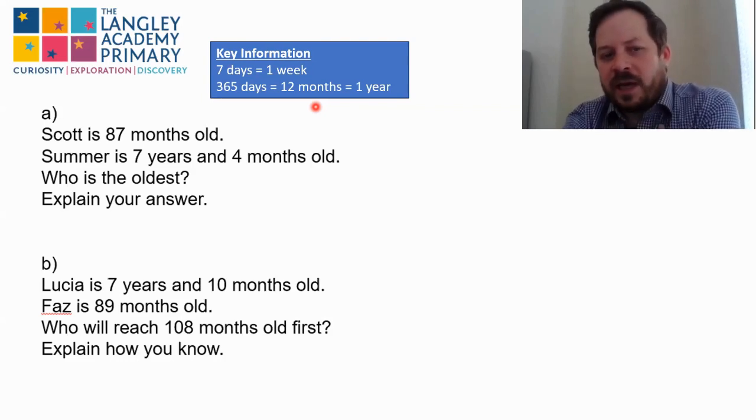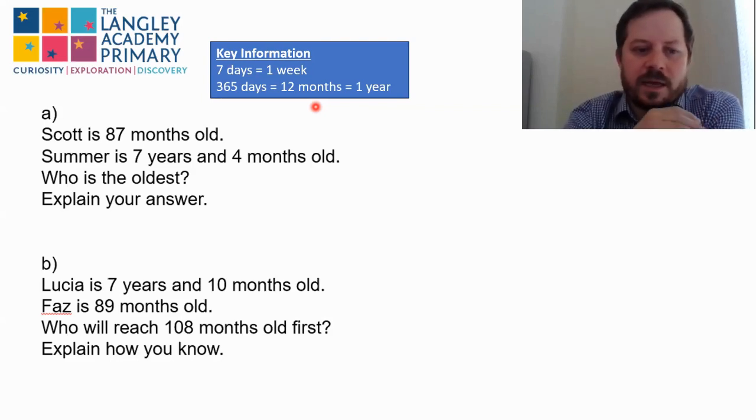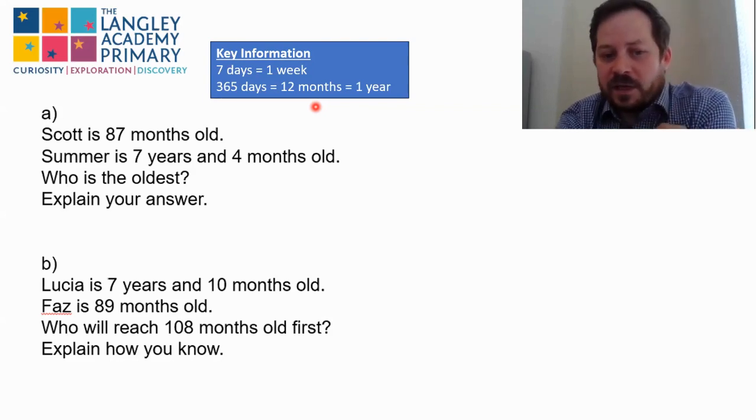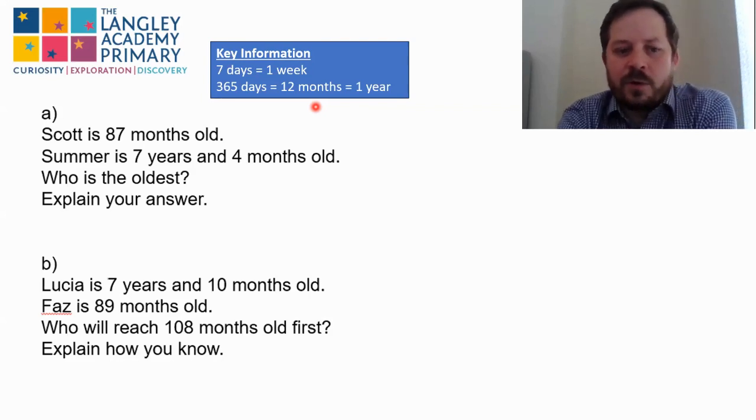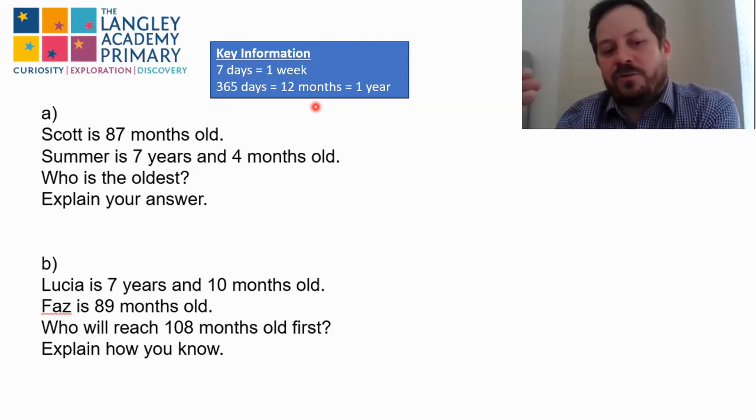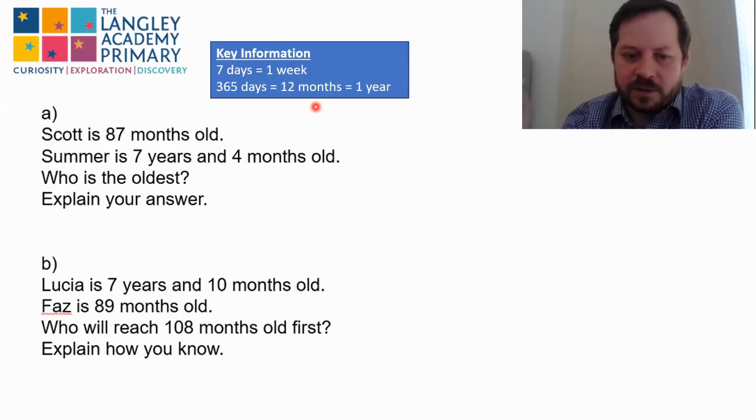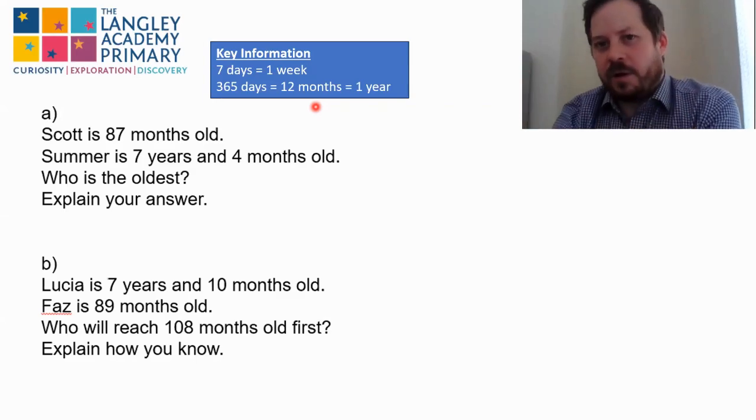We've got Scott being 87 months old, Summer is 7 years and 4 months old. Who is the oldest? How do you know? And the same for B. Lucia is 7 years and 10 months old. Faz is 89 months old. Who will reach the 108th month old first? And how do you know? Have a go and come back in a second. Pause now.